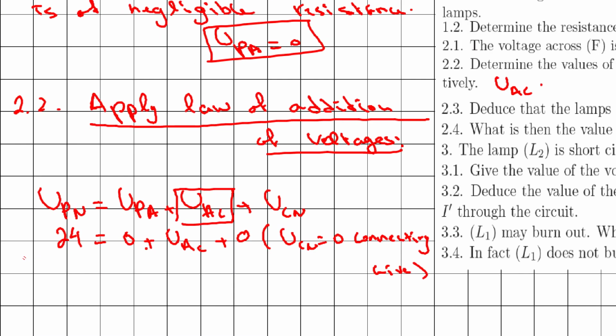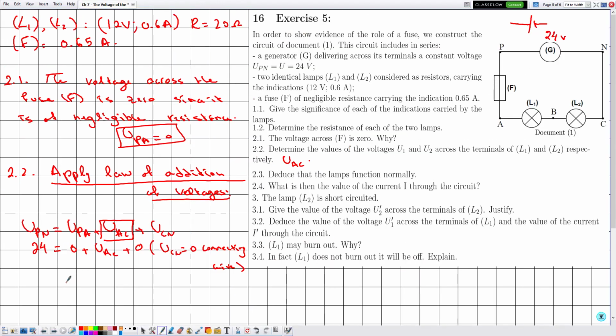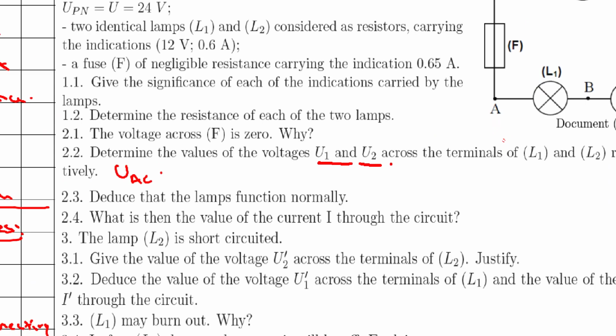So what's the type of this equation? This is a linear equation in one unknown. The unknown is UAC. So in this case, UAC is equal to 24 volts. But notice that here we are talking about the voltages across the lamps U1 and U2.